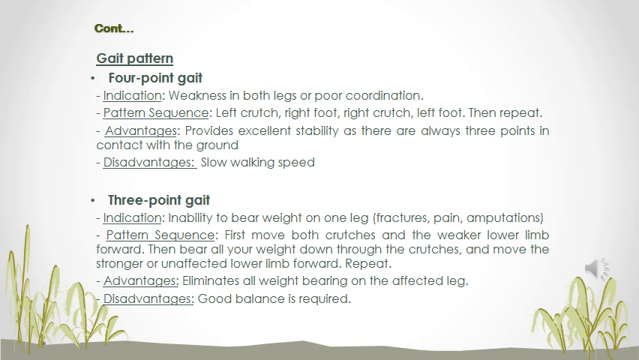So you can see that the 4-point gait means that at a stage while they walk, there are 4 points in contact with the floor. The points referred to here are the tips of the crutches, 1, 2 tips, plus 1, 2 legs, left and right legs. 4 points at a stage will be in contact with the floor.